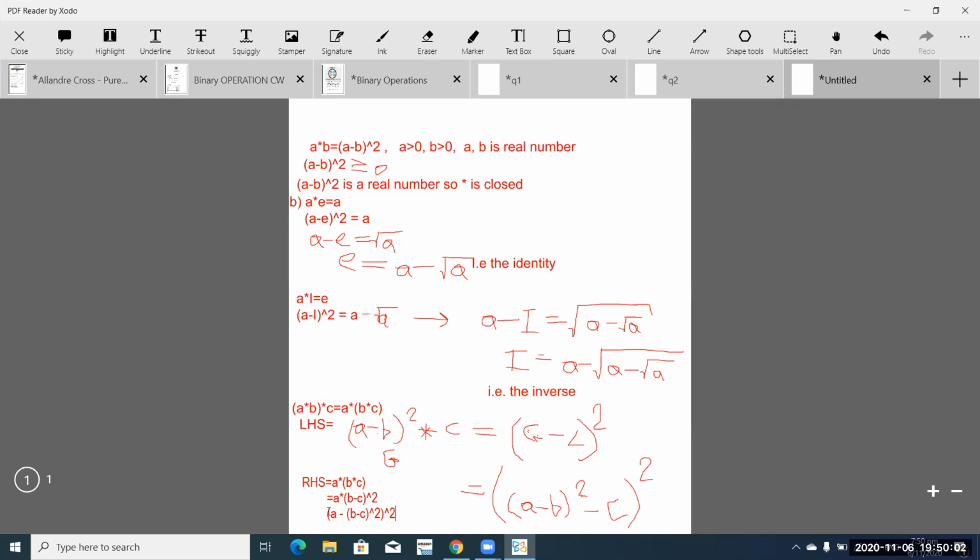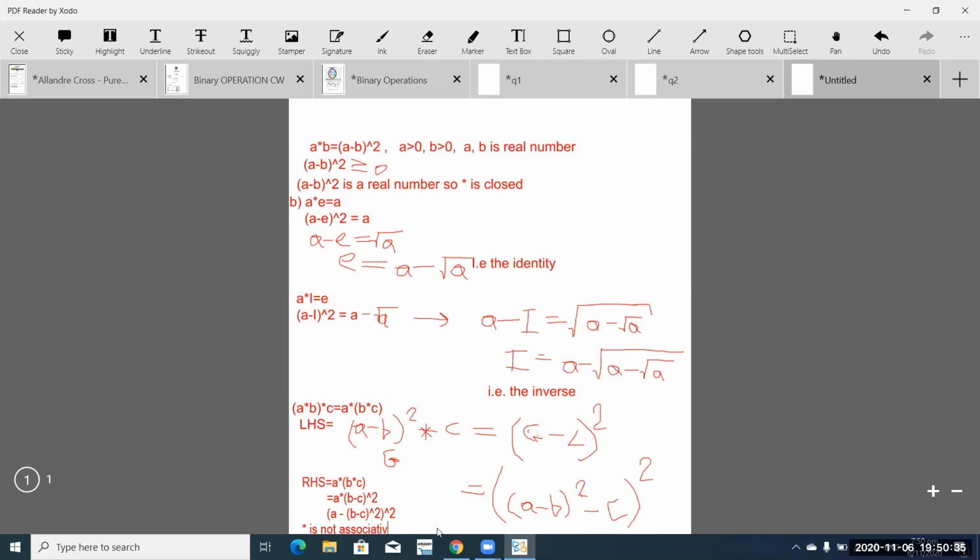Now if you try it over here, A is 10, B is 5, C is 1. So 5 minus 1 is 4. 4 squared is 16. 10 minus 16 is negative 6. Negative 6 squared is 36. This is giving two different answers. And so we can conclude that star is not associative.